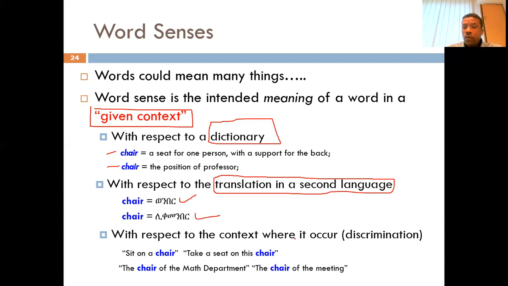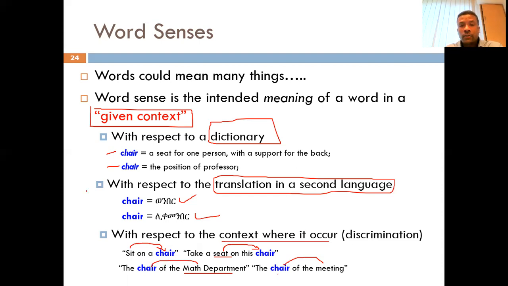Or you can get it from the context itself, from the sentence, the context where it occurs in. Like if you have sit on the chair, if you find sit and chair, it means it is the furniture. Take a seat on the chair, again take a seat refers to a chair or the furniture. What if you say the chair of the maths department or the chair of the meeting? If you find it with a meeting or a department, then it means you are referring to the person who is leading a department. So we know that whenever you use it in a context, the meaning or the sense is fairly understandable.